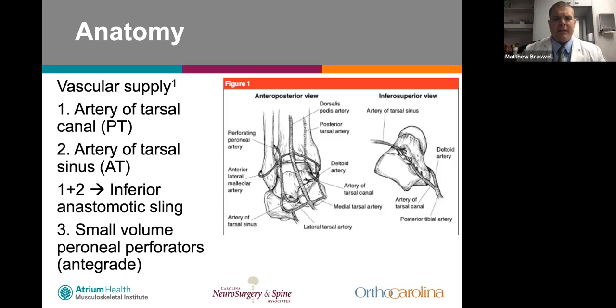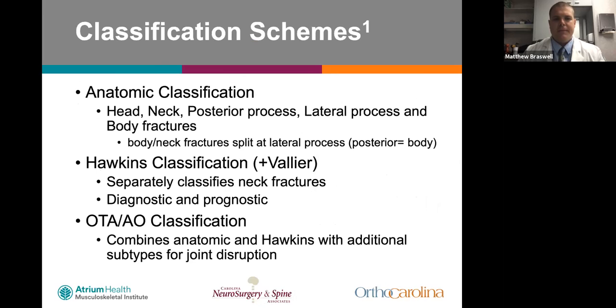The vascular supply of the talus, so the dominant supply is from the posterior tib circulation through the artery of the tarsal canal. That's followed by the second most dominant, the tarsal sinus artery, which is from the anterior tib circulation. And then there are peroneal perforators, which provide antegrade perfusion to the talus. And the 2 dominant posterior and anterior tibial circulations form an anastomotic sling inferiorly.